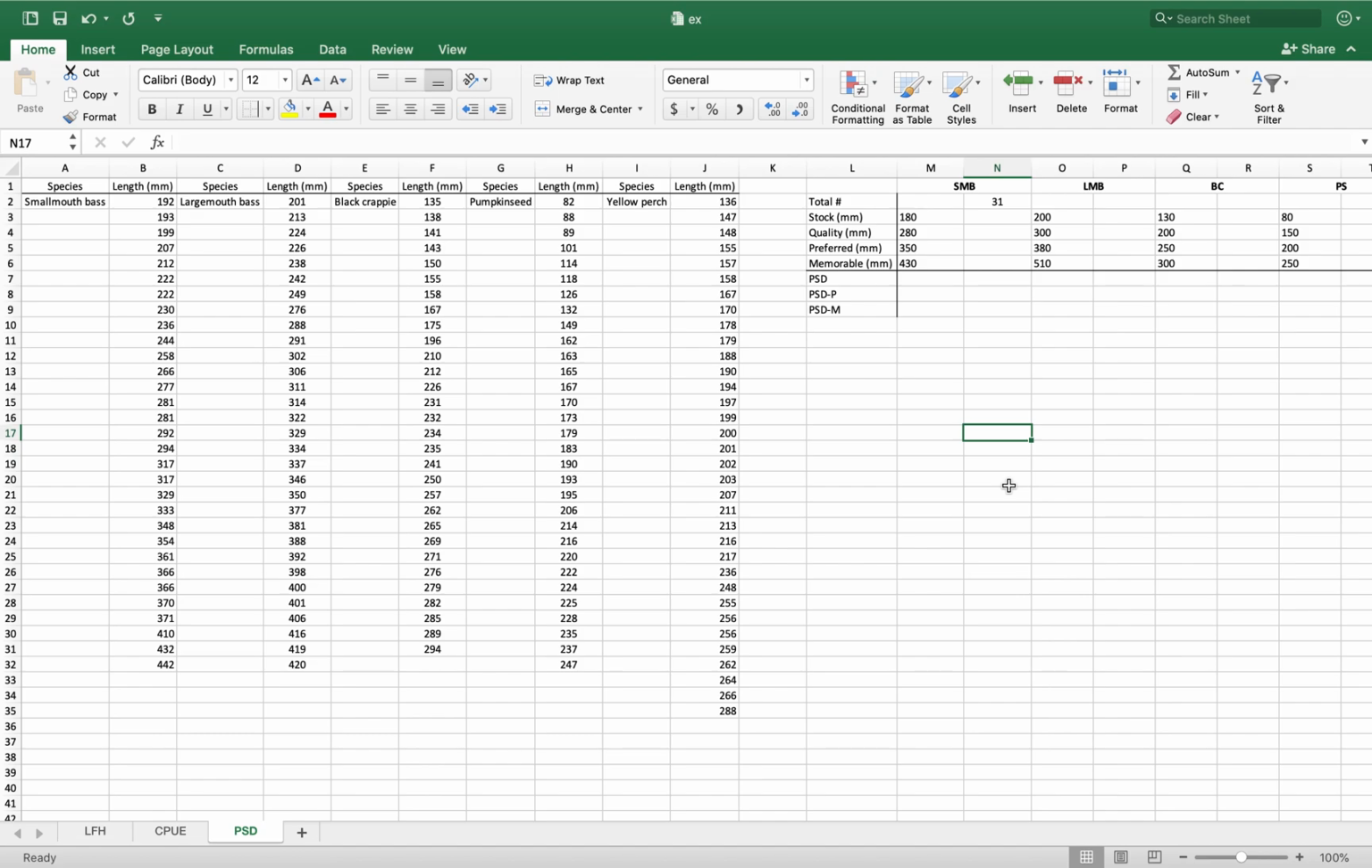So what we're going to look at now is our stock fish. We're going to look for everything above 180. That is actually everything in our sample. So that means we will have 31 smallmouth bass in our stock size and on. So it's 180 and above. Then for our quality, we're going to look for 280 and above. You can count it down all the way to the end. We have 18 in this category.